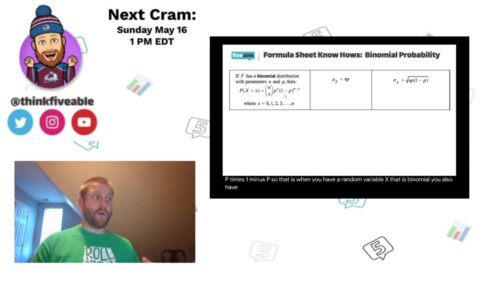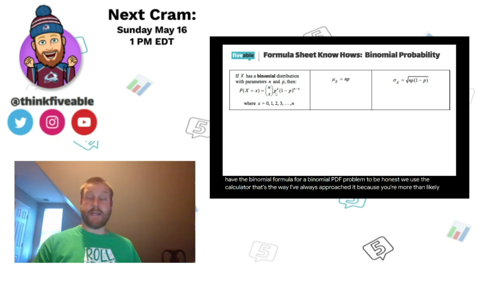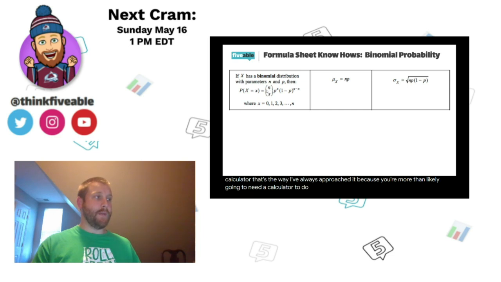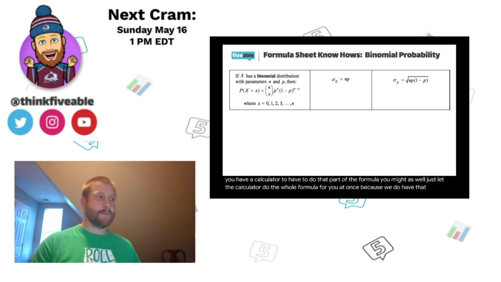You also have the binomial formula for a binomial PDF problem. To be honest, we use the calculator. That's the way I've always approached it, because you're more than likely going to need a calculator to do the binomial coefficient, the combination in the formula, and if you have to use a calculator for that part of the formula, you might as well just let the calculator do the whole formula for you at once, because we do have that option.